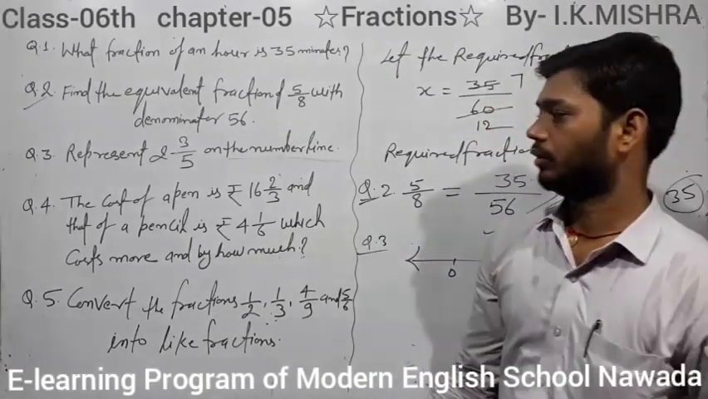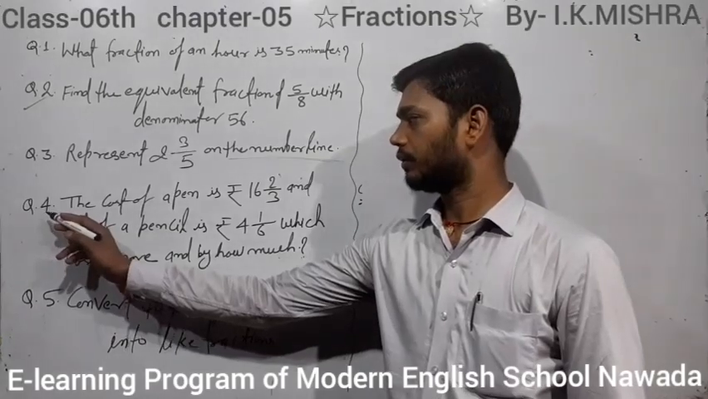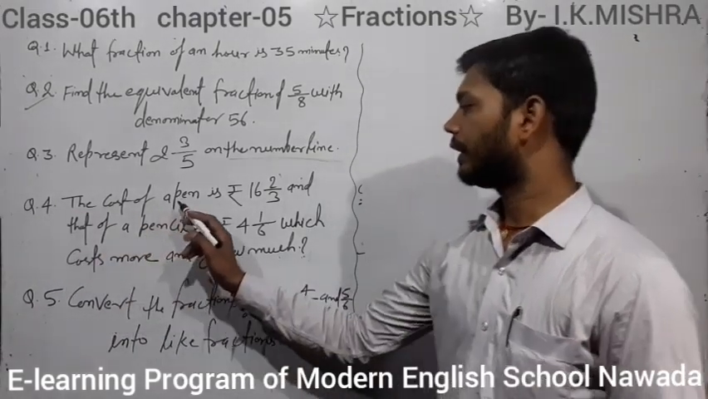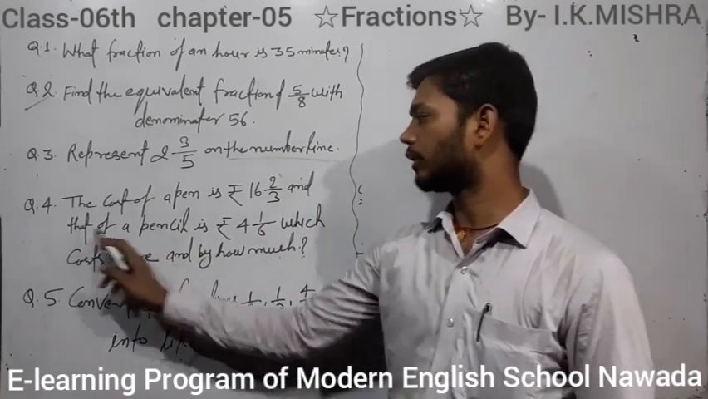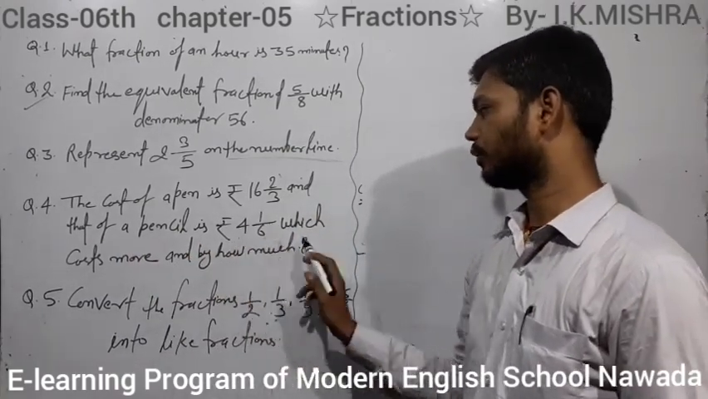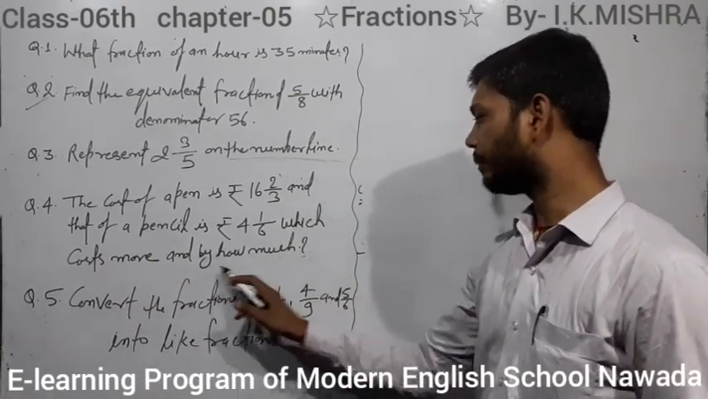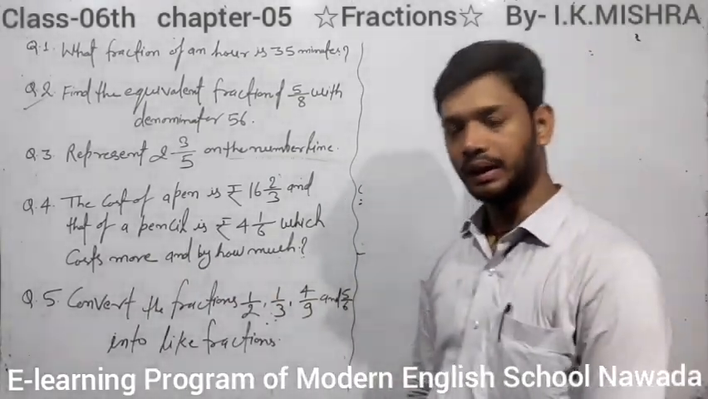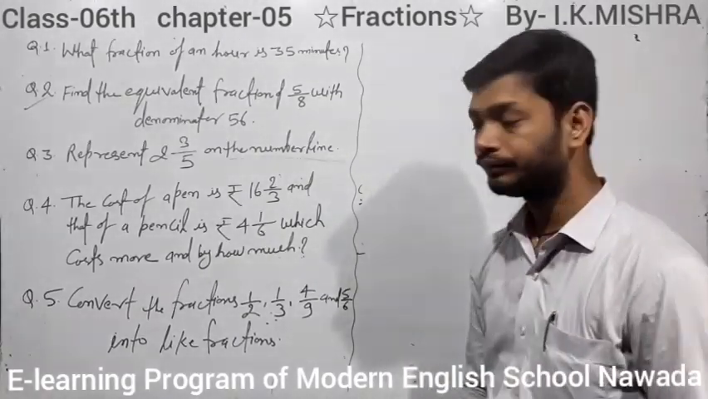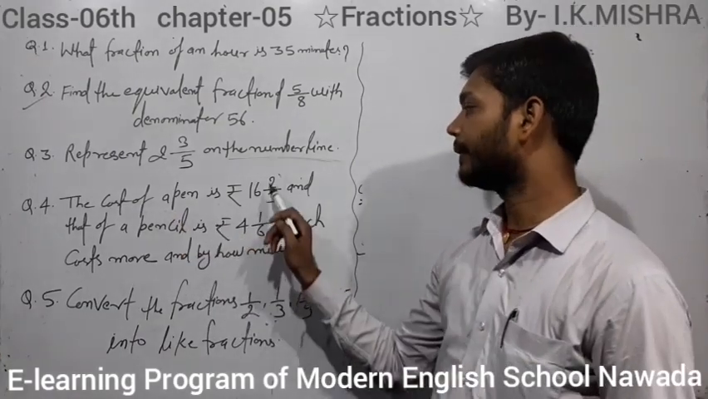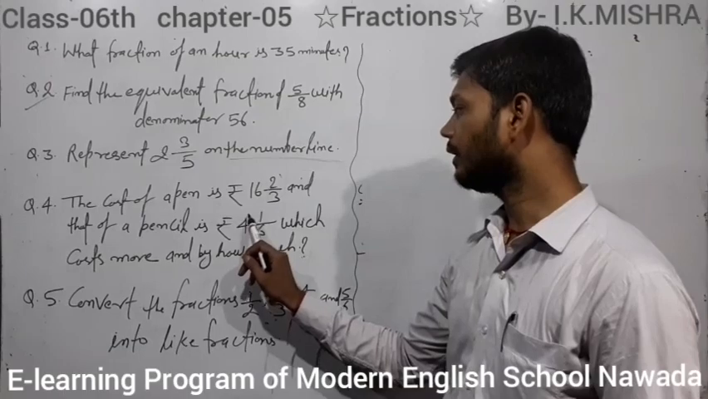Now solve the next questions, 4 and 5. Question 4: the cost of a pen is rupees 16 whole 2 by 3 and that of a pencil is rupees 4 whole 1 by 6. Which costs more and by how much? Here students, first of all look at the cost of the pen, 16 whole, and the pencil, 4 whole.